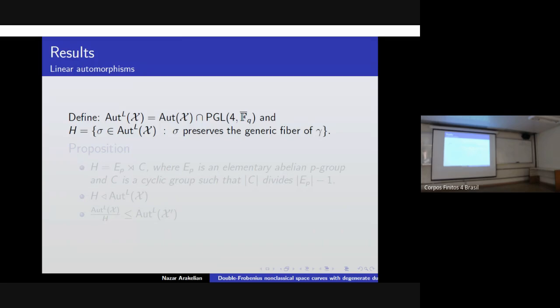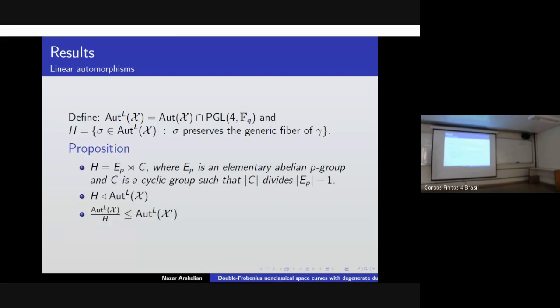For H we have the following structure. It's a semi-direct product of an elementary abelian group and a cyclic group, such that the order of this cyclic group divides the order of the elementary abelian group minus 1. People that are familiar with automorphisms might suspect where this comes from. And H is actually a normal subgroup of the linear automorphisms, and the factor group is a subgroup of the linear automorphisms of the dual curve.